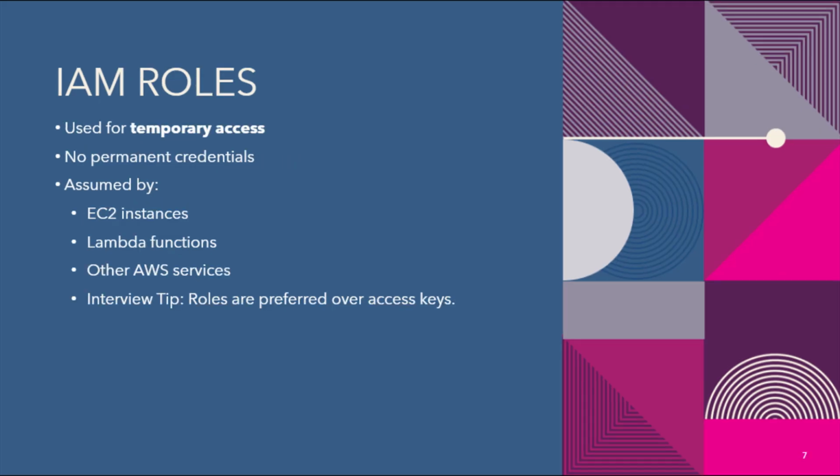IAM roles. IAM roles are used to provide temporary access to AWS services or users. Unlike users, roles do not have permanent credentials. They are commonly used by services like EC2 or Lambda. In interviews, remember this key point: roles are more secure and preferred over access keys.